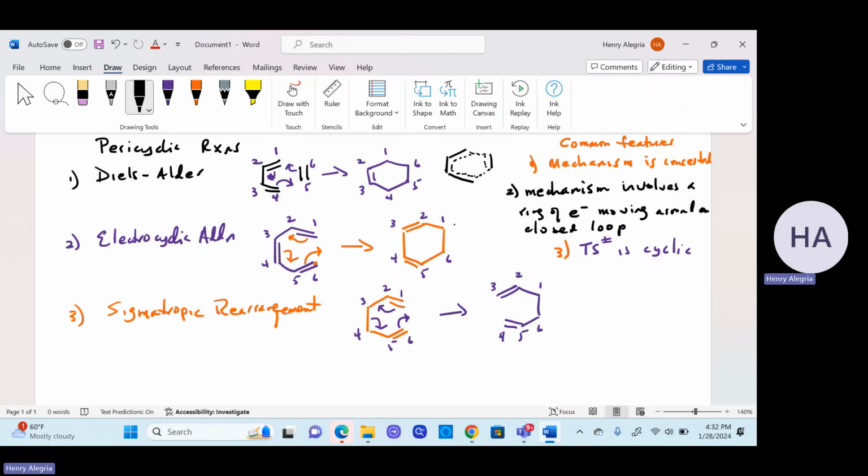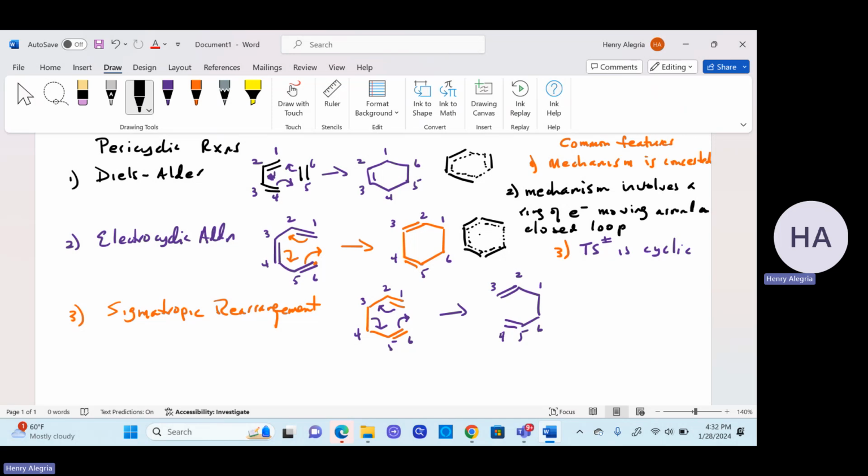If you look at the electrocyclic, you are starting to form the double bond there. You're starting to break the pi bond there. You're starting to form a bond here. You're starting to break a pi bond here. You are starting to form a pi bond here. And you are starting to break the pi bond there, right?